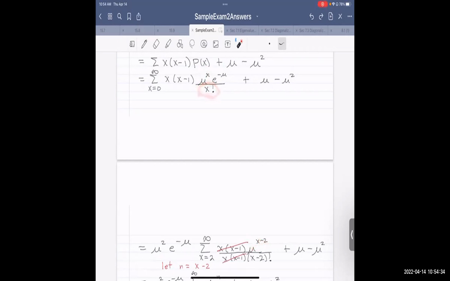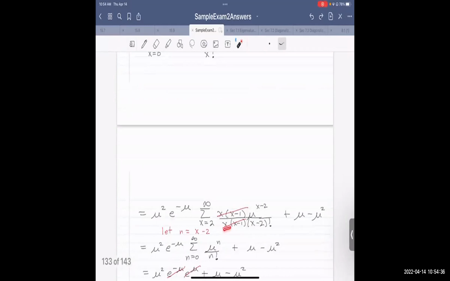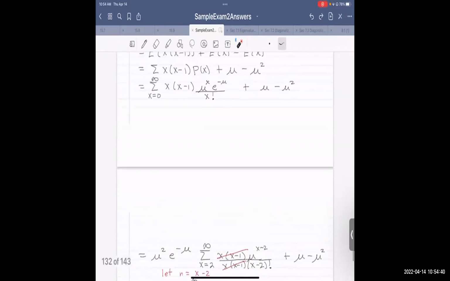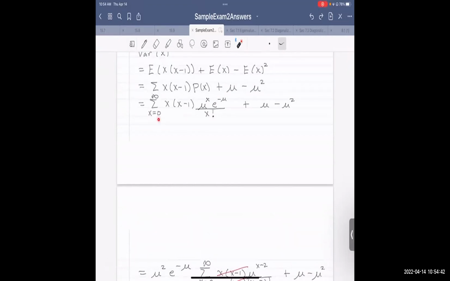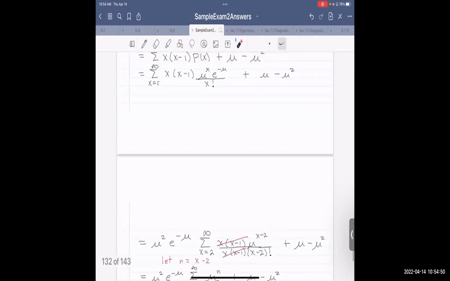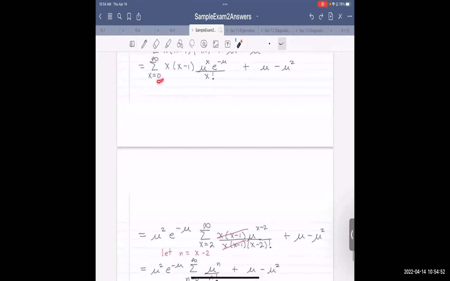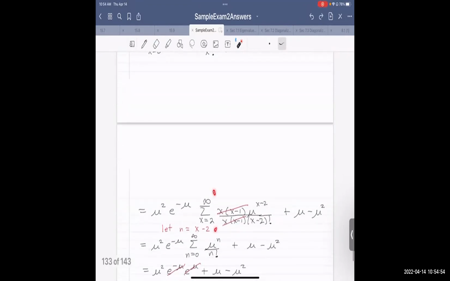I can write x factorial as x times x minus 1 times x minus 2 factorial. Notice that when x is 0, 0 times anything is 0. When x is 1, 1 minus 1 is 0 times anything is 0. So really, I can start from 2 and go to infinity. Good.